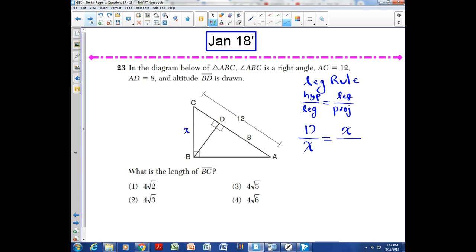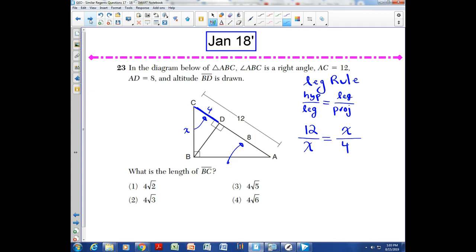However, you need to be careful. That 8 is actually the projection of this leg. And this part right here, CD, is the projection of the leg we're using. So you do need to make a quick, simple calculation of 12 minus 8 to figure out that CD is 4, and that is the projection of the leg we're looking for.